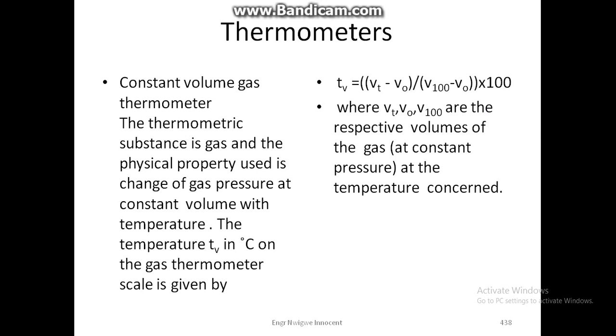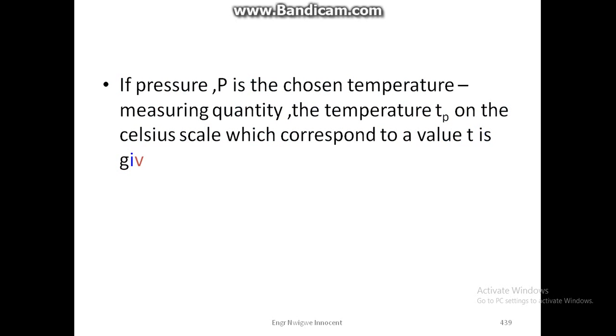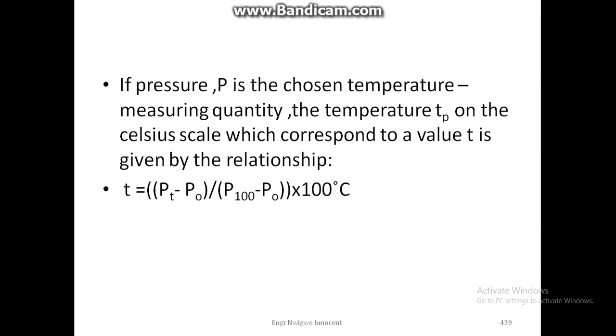If pressure P is the chosen temperature measuring quantity, the temperature Tp on the Celsius scale, which corresponds to a value T, is given by the relationship Tp equals Pt minus P0 all over in bracket P100 minus P0 closing bracket times 100 degrees, where Pt, P0, and P100 are the pressures at T degrees Celsius, 0 degrees Celsius, and 100 degrees Celsius respectively.